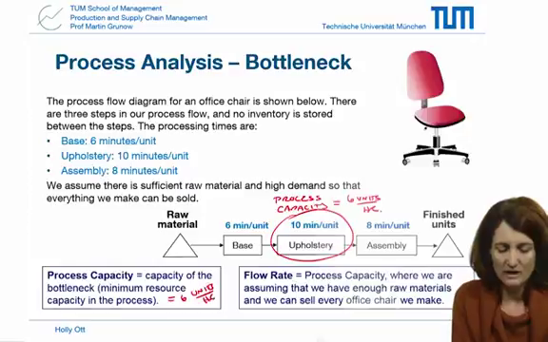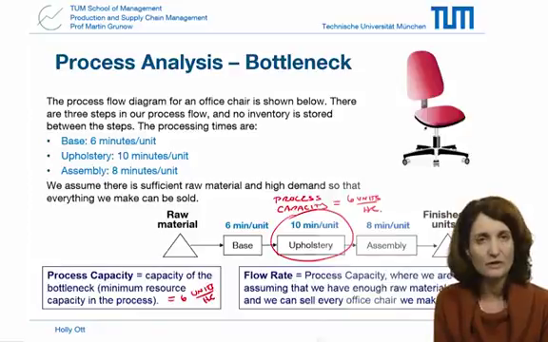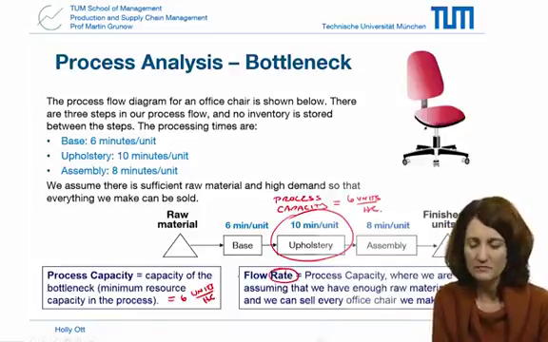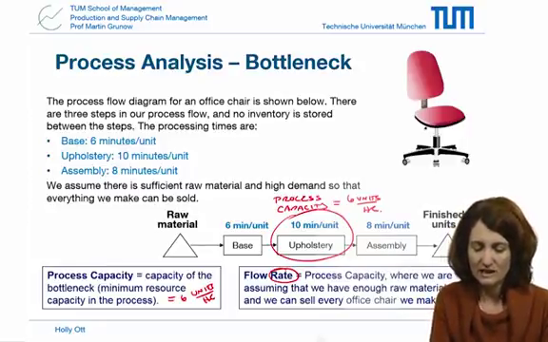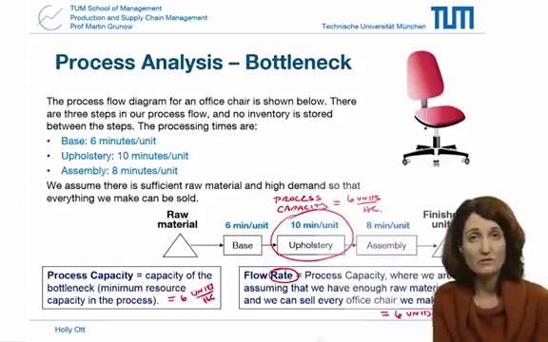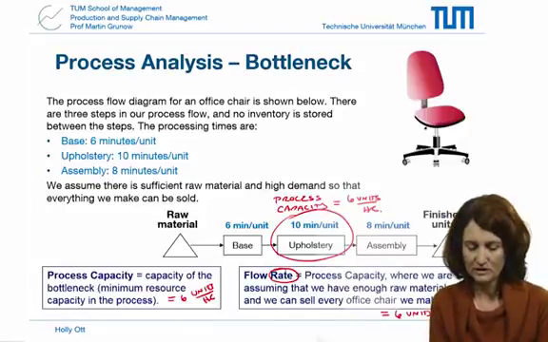And then just to emphasize, the flow rate in this example is also equal to the process capacity. The rate at which we are producing, so units per time, we're assuming we have enough raw materials and we can sell every skateboard. So this flow rate is also going to be equal to 6 units per hour. Now, of course, that would change if we didn't have enough raw materials or we couldn't sell everything. But for these examples, we're considering the flow rate equal to our process capacity.